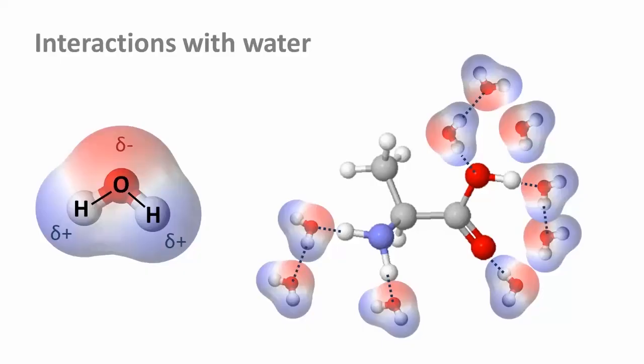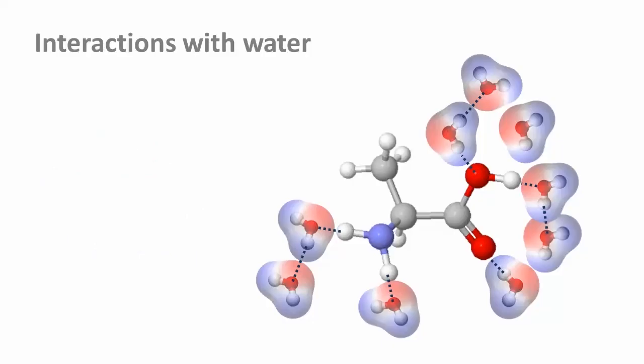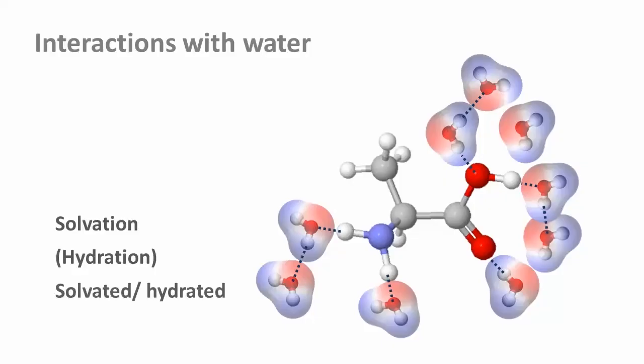Polar water molecules align themselves around polar molecules, and the formation of hydrogen bonds makes the solvation of such molecules, that's what the process is called, energetically favorable. If the solvent is water, we also speak of hydration. The molecule is solvated or hydrated if it is surrounded by solvent or specifically water molecules.